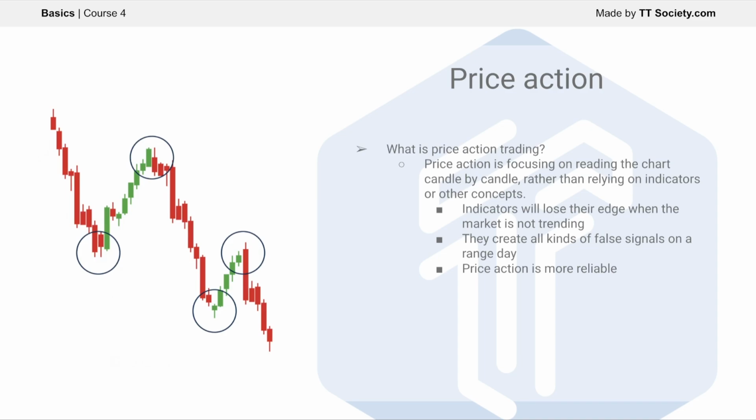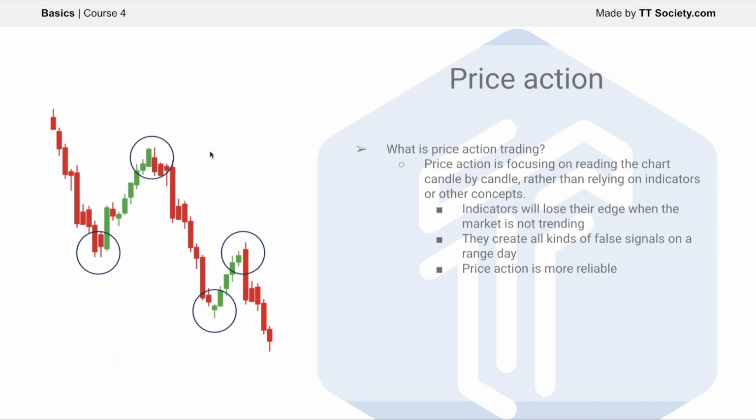Price action, one of our favorite topics. What does price action mean and how can you use it to your advantage? So price action is basically focusing on reading the charts candle by candle, rather than just relying on indicators or other concepts. Most experienced traders are price action traders.